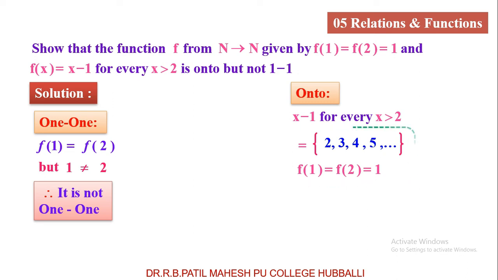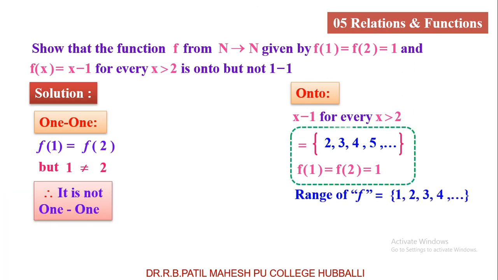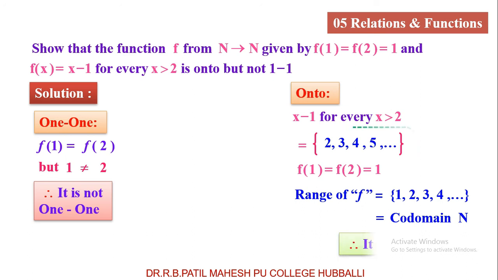So together for both, 2, 3, 4, 5 for x greater than 2, and for x equal to 1 and x equal to 2, what will be the number? 1. So what is the range of this function? 1, 2, 3, 4 and so on, up to infinity. The range is equal to the codomain, because the codomain of this function is the natural numbers. Hence this function is an onto function, and we proved this is onto but not a one-one function.